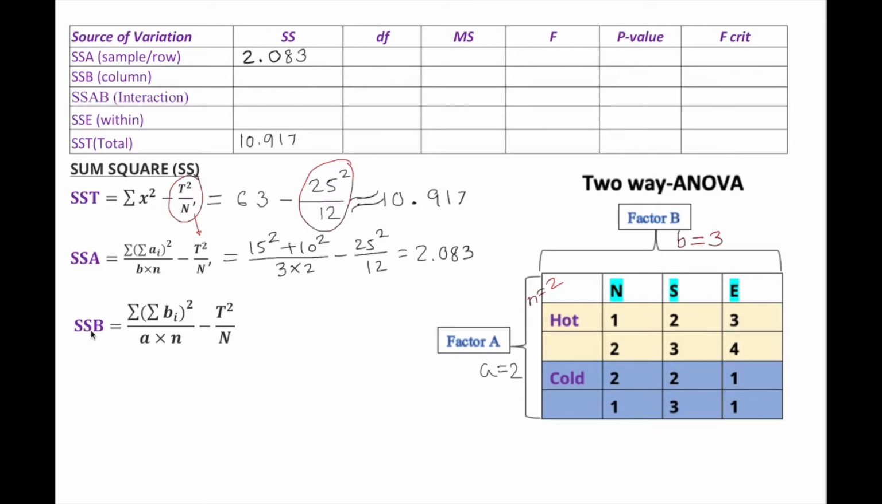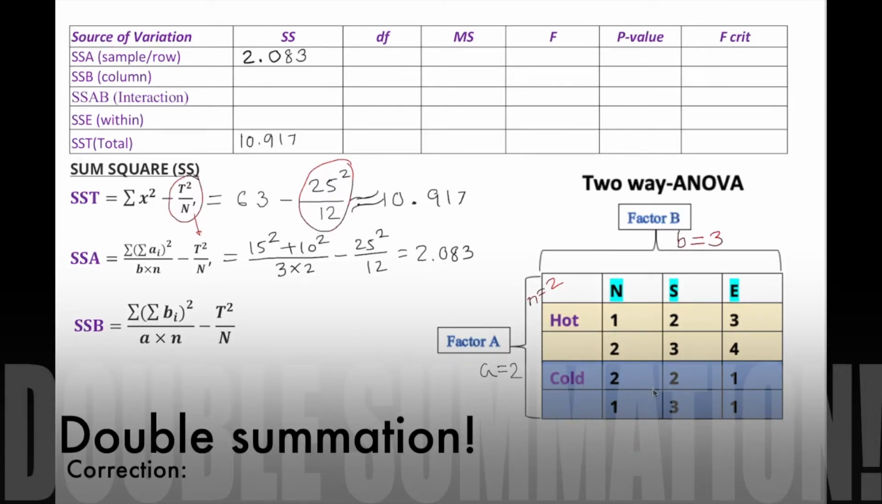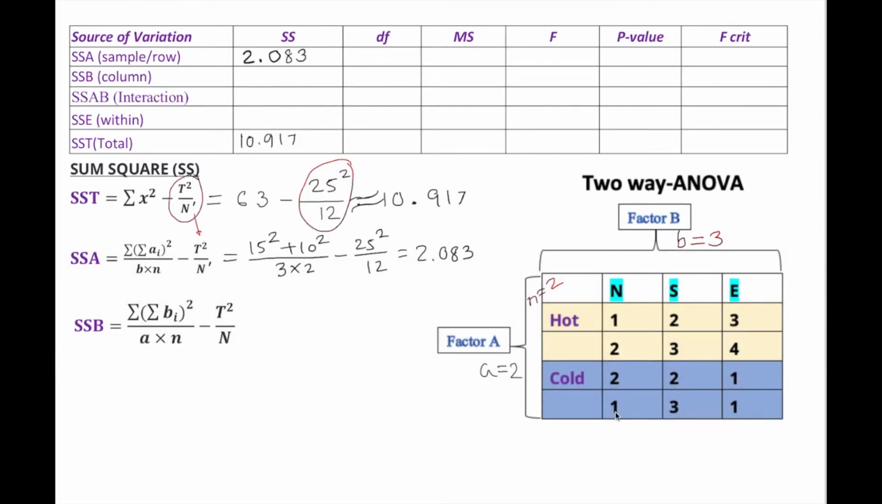SSB, in this case, column factor. So same thing, double factor here. It seems like we have 3 columns. So what we are going to do is add this up. If I add this up, it's going to give me 6. Again, if I add this up, it's going to give me 6, and this one is going to give me 10. Add all this up, and finally if I add this up, it's going to give me 9. And also I need a total. Well, actually, it's going to give us 25, as before. That's the total sum. If I add this up, it's going to be 25.